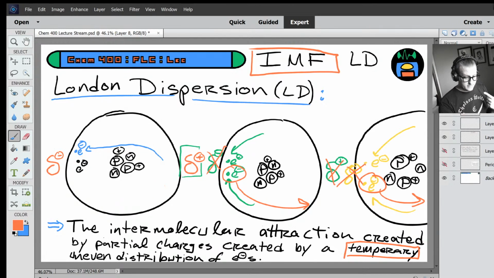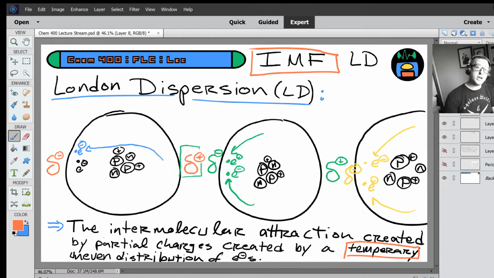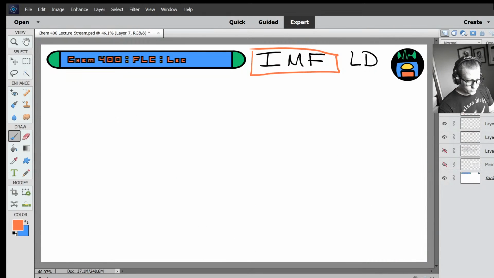But there's a difference between temporary and non-existent. It's still there, even if it's just for seconds at a time. And it is an attractive force that will influence the boiling point, melting point, etc. of any given molecule. So that is what London dispersion forces are. Let's talk about what atoms, molecules, ions experience London dispersion forces.